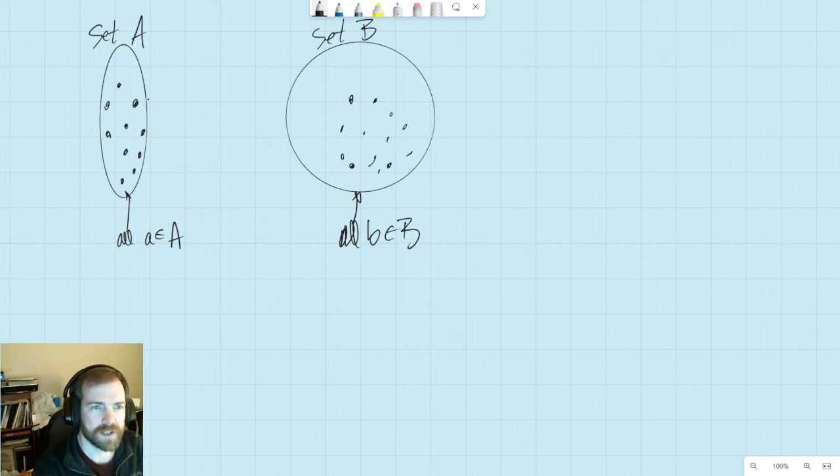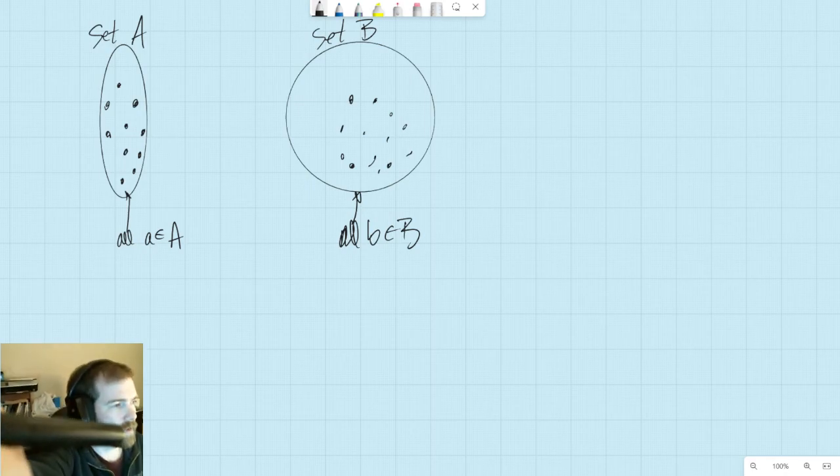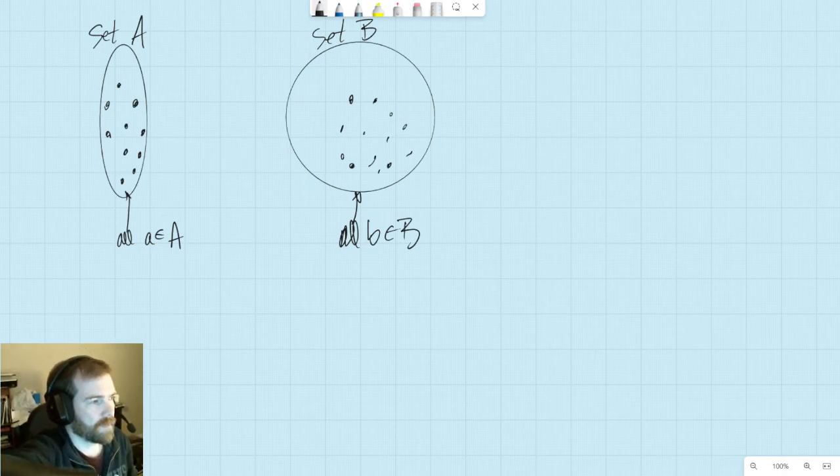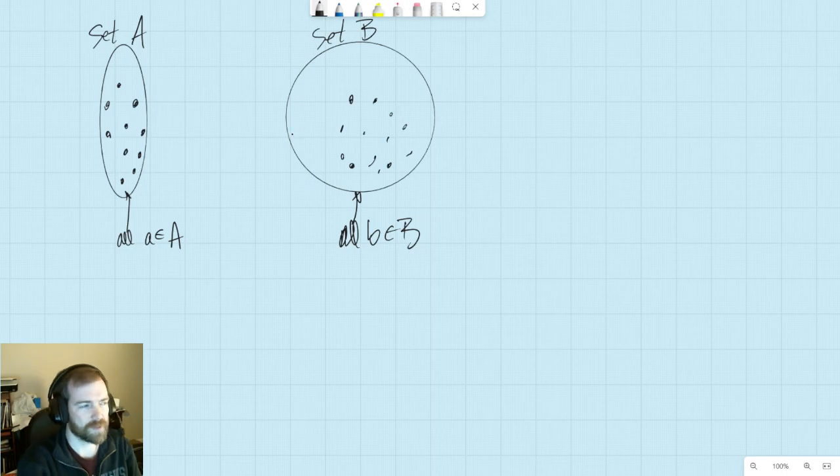Alright, so with sets A and B, we want to look at what the individual relationships are that exist between elements of these sets. At the moment, they appear to be all disjoint. So they're completely separate from each other.